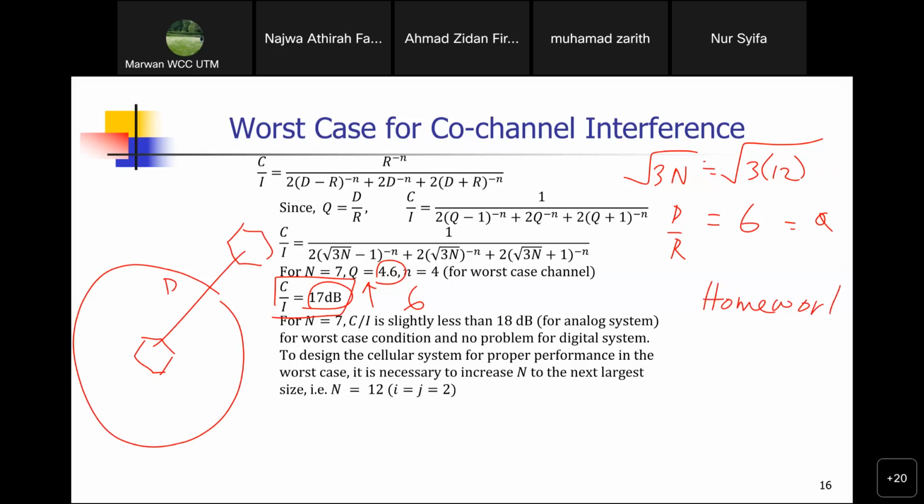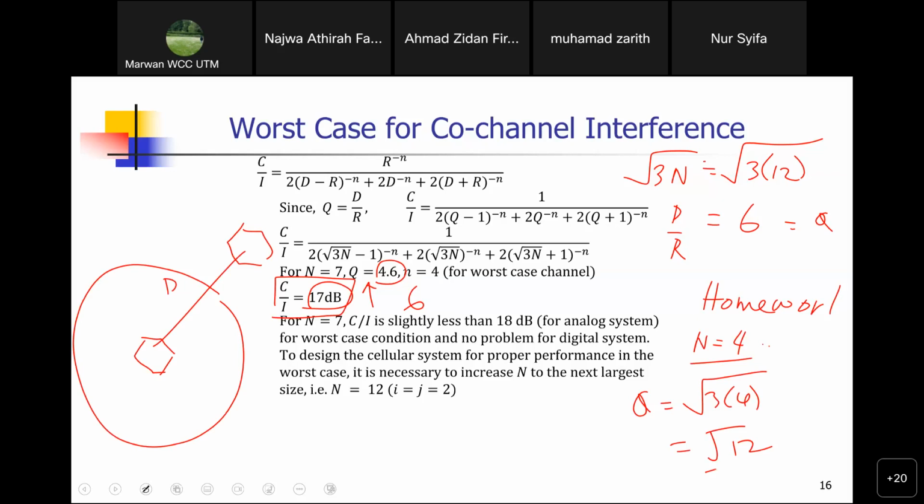So try to use cluster size n equals 4. What will be the C over I? You have to compute your q first. 3 times 4, square root of 12, that will be your q. Then instead of 4.6, you use square root of 12, and you will get your C over I. It is going to be smaller because you are using a cluster smaller than 7. It should be smaller than 17 dB. So that is normally how you compute C over I.